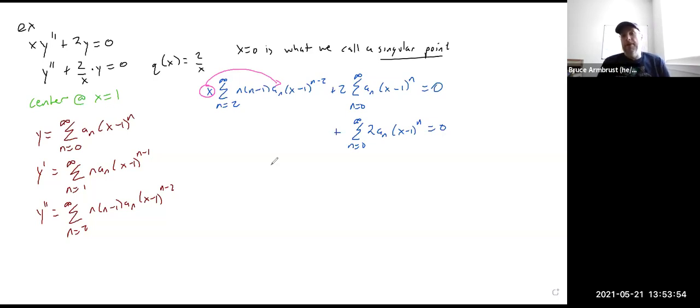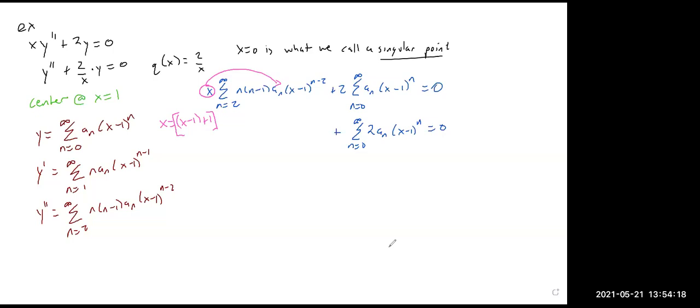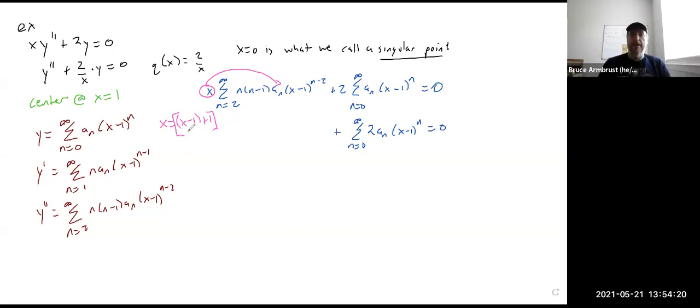All right, so we have to pull a little bit of a trick here. And this is what we're going to do. This x, we can really think of it as x minus 1 plus 1. And so it's this that we're going to distribute. And why can we think of it that way? Because x minus 1 plus 1 equals x. I mean. Oh, yeah, I see.